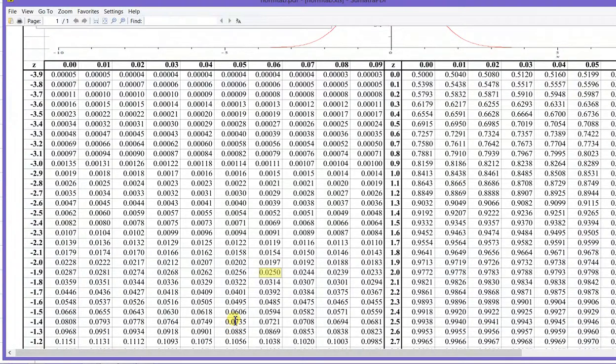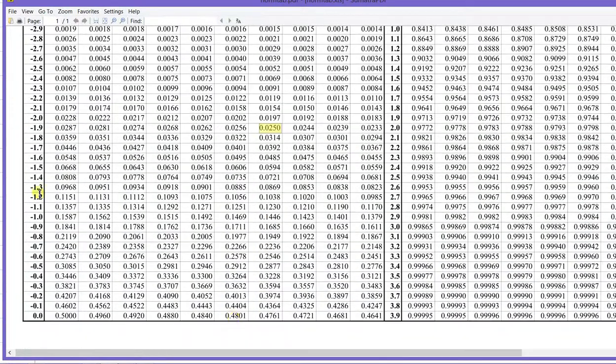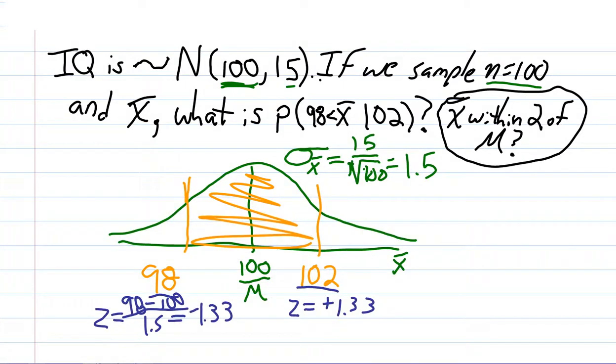So here's our normal distribution table. Let's look up a z-score of minus 1.33. 0, 1, 2, 3. We get 0.0918. Go back to our picture, and that tells us that this probability is 0.0918.